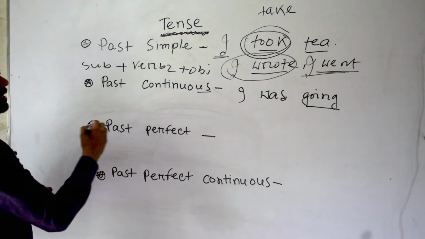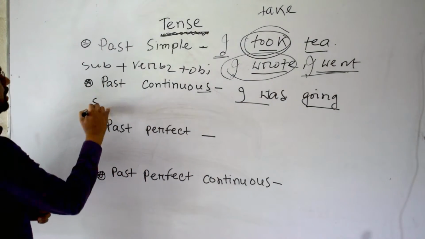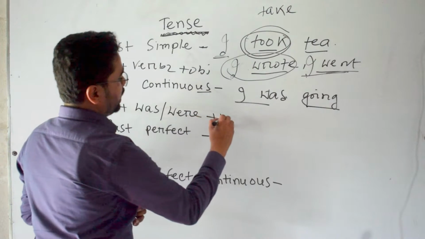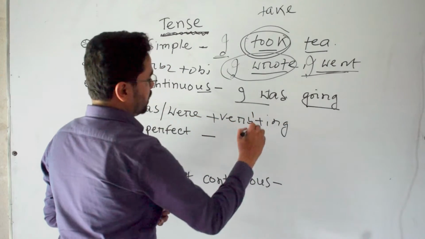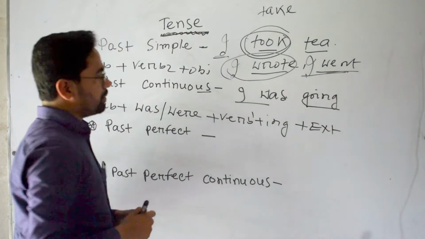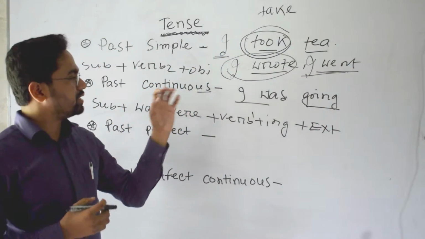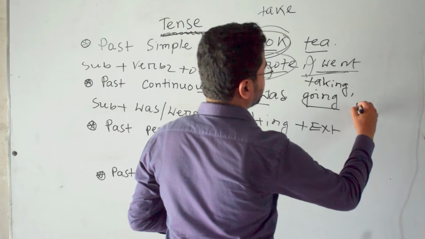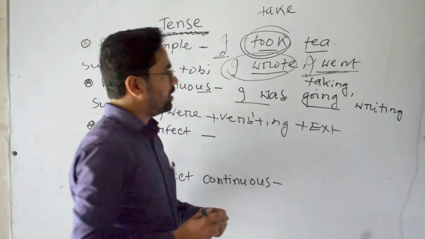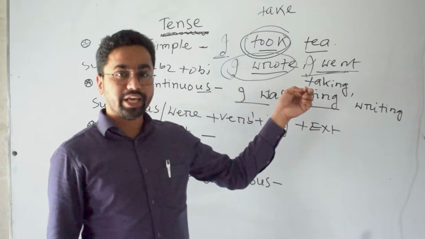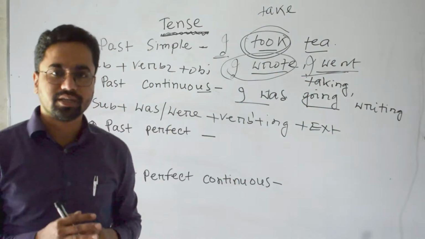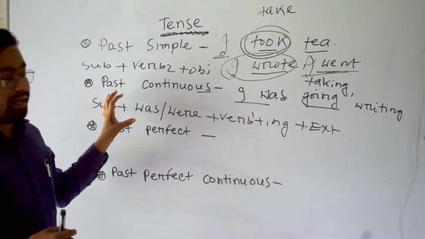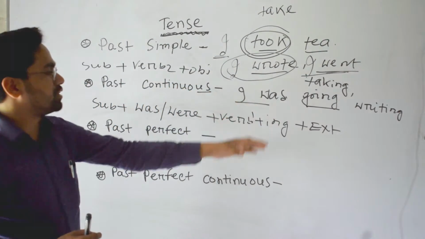Now, look at the structure. Regarding this sentence, I have written a subject, and I have used was or were as an auxiliary verb, and also verb plus ing, and an extension. If you want another example regarding this tense, you can say taking, also writing. Taking means I was taking tea. Writing means I was writing a letter. These are the things you can use to make the structure of past continuous tense.